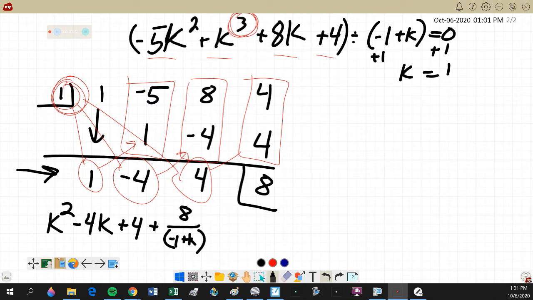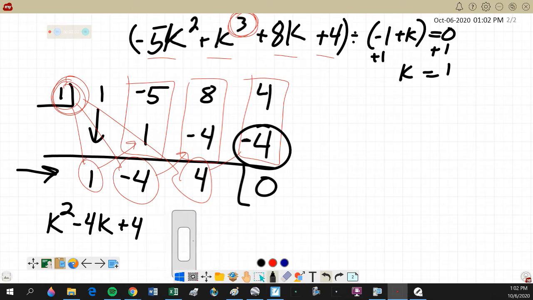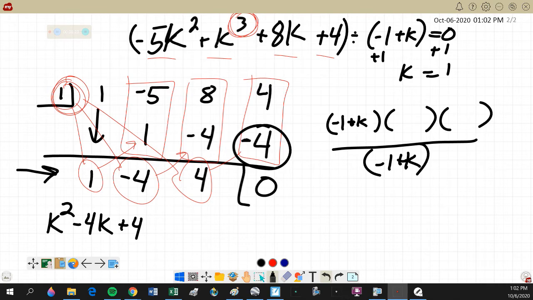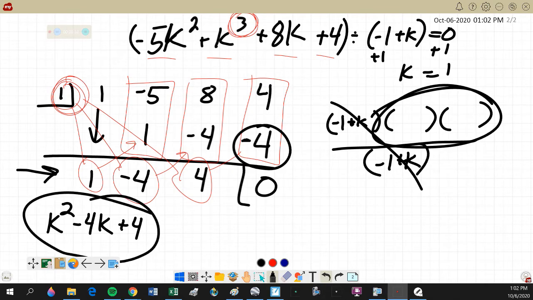Now, what if this would have been a negative 4? Then the remainder would have been 0, and we wouldn't have this because it went in evenly. And that will kind of come up in our work a little bit later. What does it mean to go in evenly? Well, the numerator is a k to the third, and the denominator was negative 1 plus k. If your remainder is 0, that means one of these was also negative 1 plus k, and they would cancel, and the two remaining roots would be part of that function.